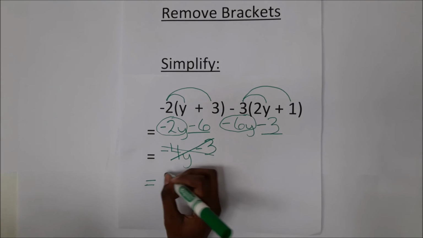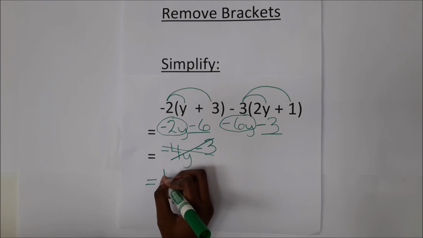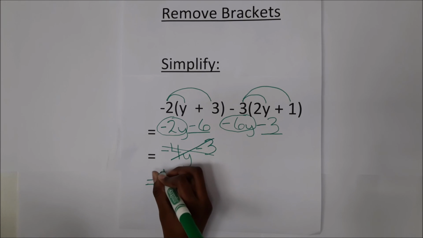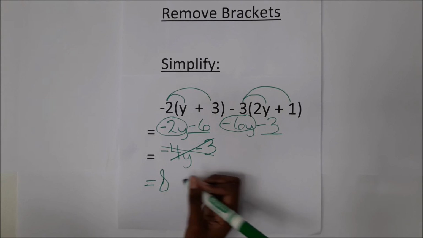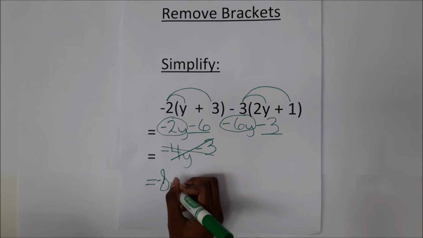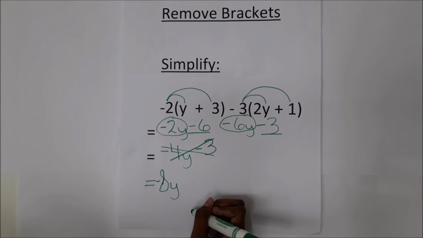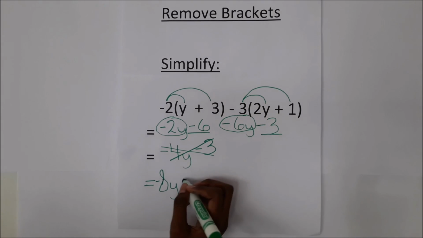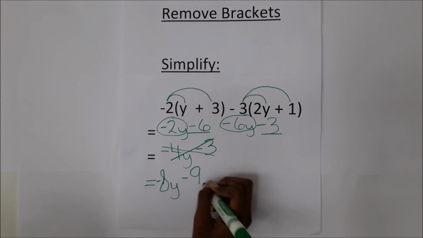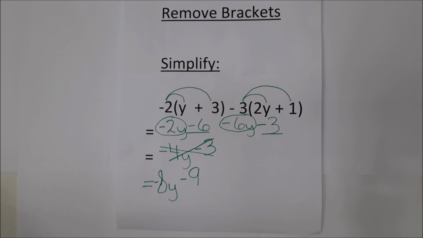You have to add. Negative 2y, negative 6y. Is it negative or positive? Negative. So don't put what you're putting there. You have to put a negative in front of that. Negative 8y. And then negative 6 and negative 3. Negative 9. So once you have two negatives, you have to add them. So the answer is negative 8y and negative 9.